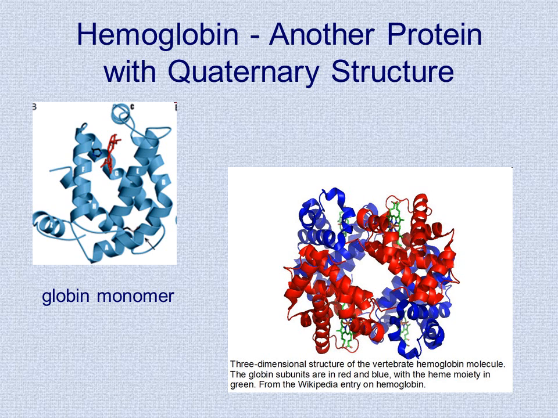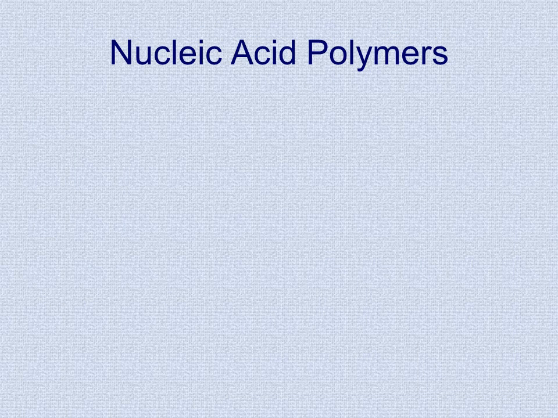Another protein that we're familiar with is hemoglobin. Hemoglobin is involved in the transport of oxygen in the bloodstream, and hemoglobin is made up of 4 subunits. The blue structure on the left is a globin monomer. 4 of these go together, as indicated, to form the hemoglobin molecule. The red and the blue stand for 2 slightly different types of structures in the hemoglobin.